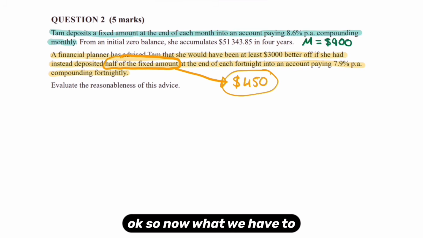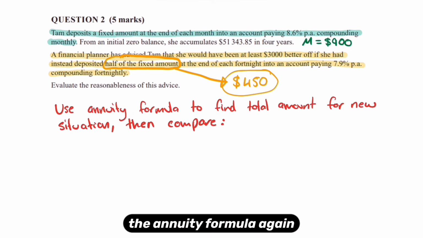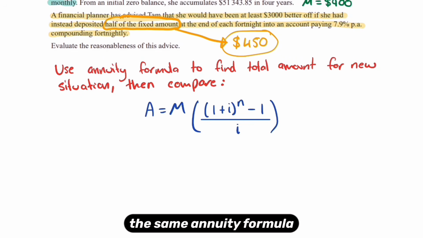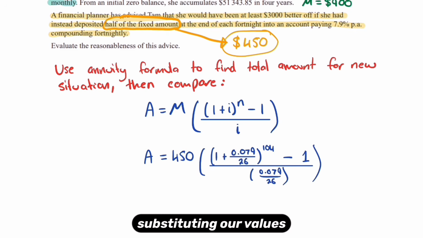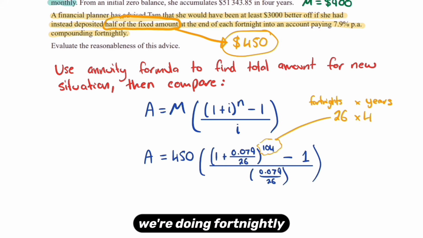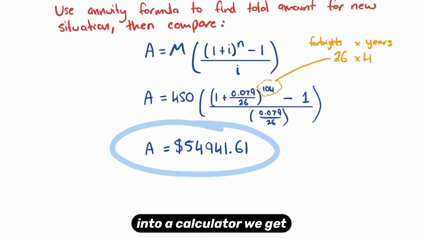Okay, so now what we have to do is just use the annuity formula again with the new situation in orange and see what we would get all up. And then we're going to compare and see whether or not the new situation is at least $3,000 better off. So using the same annuity formula, substituting our values, all of those just come straight from the question. That 104 just comes from the fact that we're doing fortnightly for 4 years. And then when we plug all that into a calculator, we get that value there.